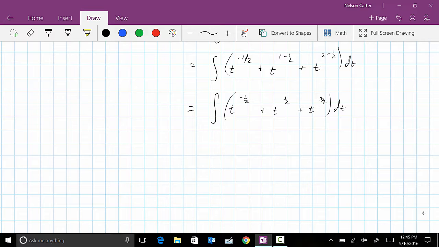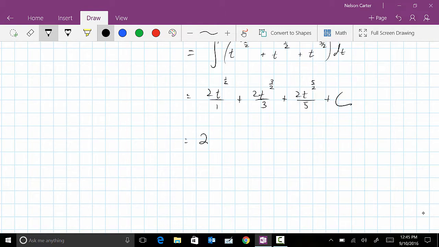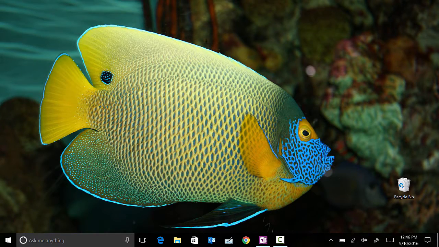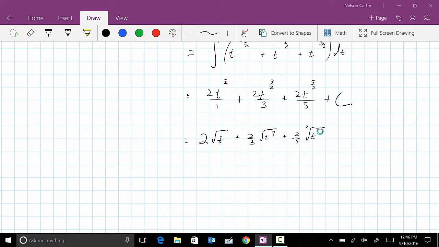So this is t to the power 1/2 over 1/2 plus t to the power 3/2 over 3/2 plus t to the power 5/2 over 5/2 plus a constant. So ultimately this is now 2 times the square root of t plus 2/3 times the square root of t cubed, and then plus 2/5 times the square root of t to the power 5, and then plus a constant.